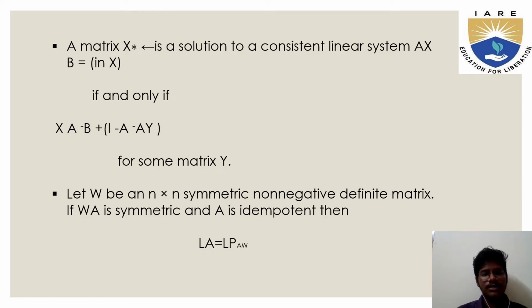Now, the second one is: let W be an n cross n symmetric non-negative definite matrix where WA is symmetric and A is idempotent, then LA equal to LPAW. So it states that a matrix W is a symmetric non-negative definite matrix. If W is symmetric, then A is idempotent, then this condition is satisfied automatically.